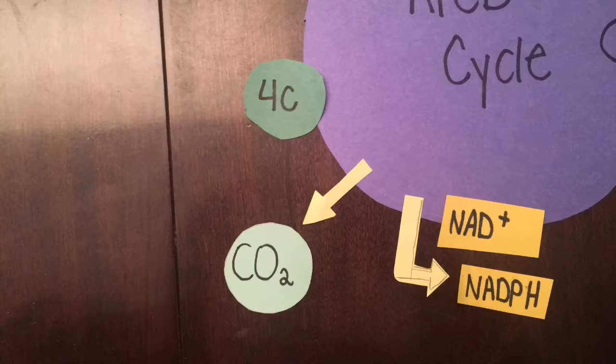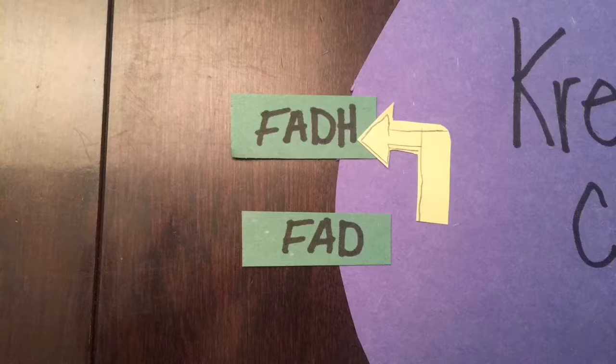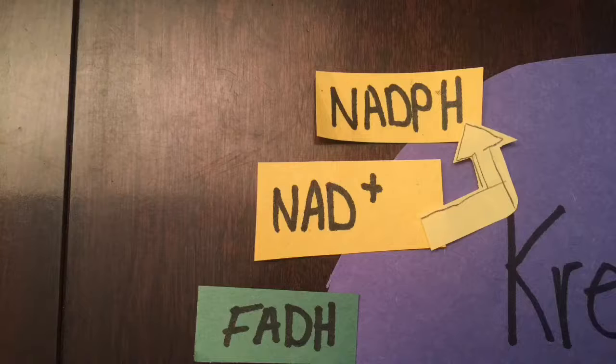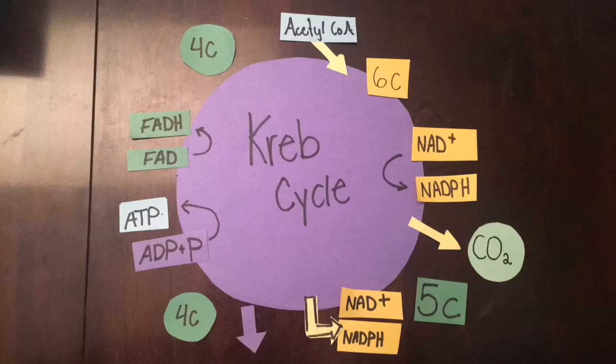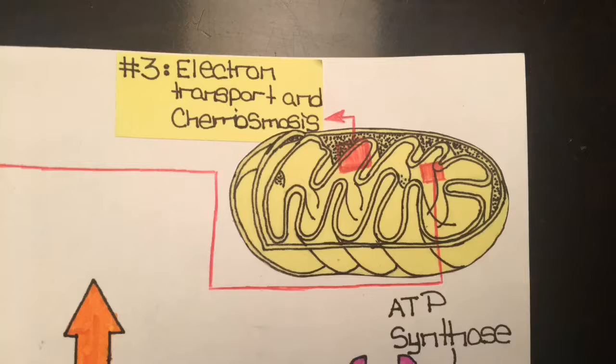An ATP is produced by the reduction of ADP plus P, as well as FAD is reduced to FADH. Our last reduction is another NAD+ reduced to NADH. We are now back at our 4-carbon compound since acetyl-CoA has been regenerated and is ready to pick up more carbon groups. The last stage is the electron transport chain, which occurs in the inner membrane of the mitochondria.